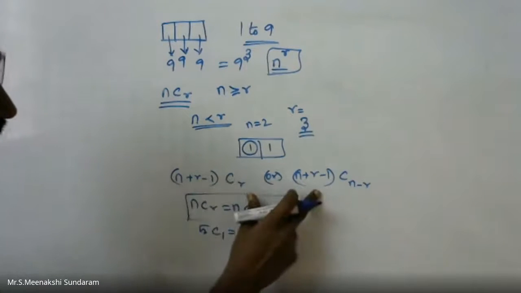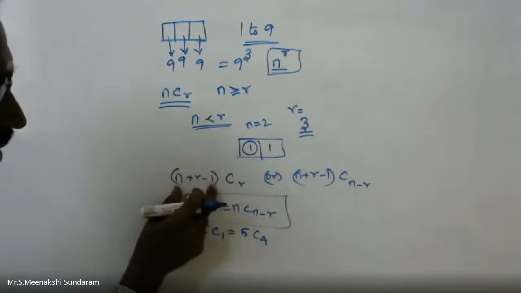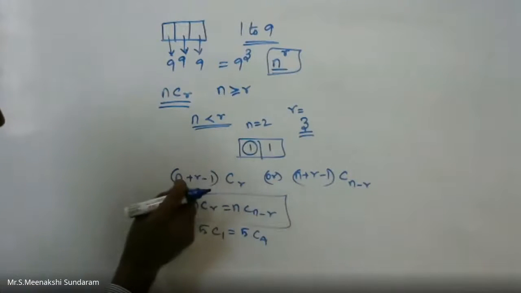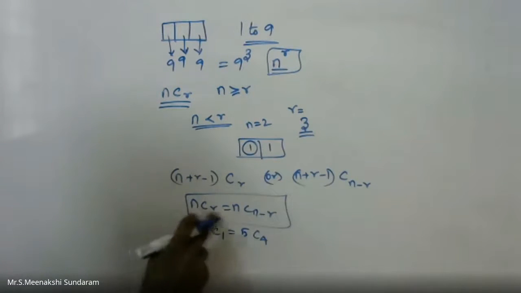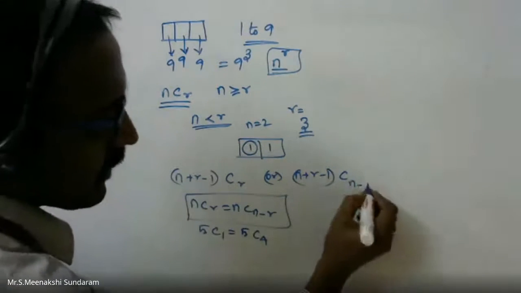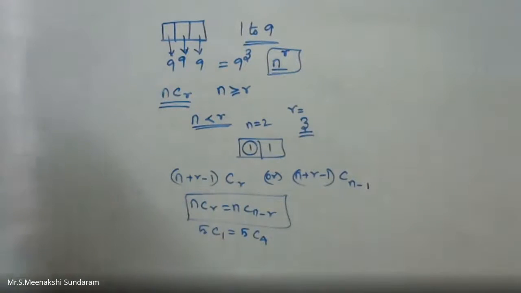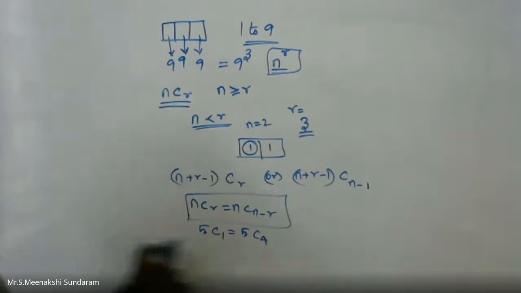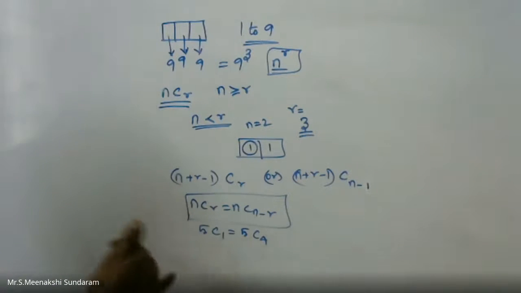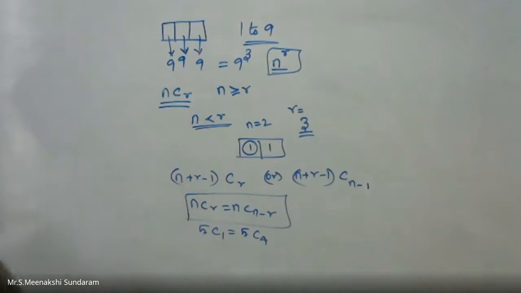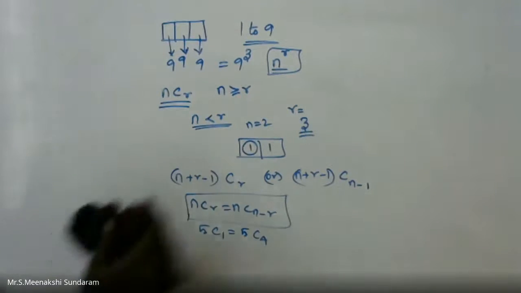The same formula I can apply for here. That is my n, that is my r. When you subtract, n minus 1 will come. nCr equals nC(n minus r). That is repetition allowed here. This is the formula for repetition in combination. That formula only I can apply for the next step. Okay, next problem, I can apply this formula.